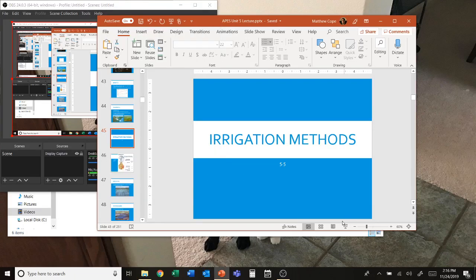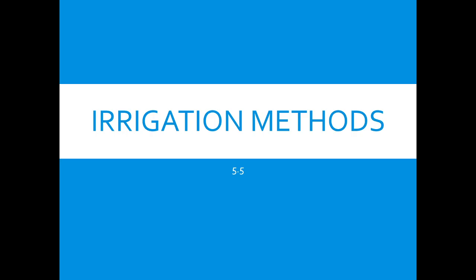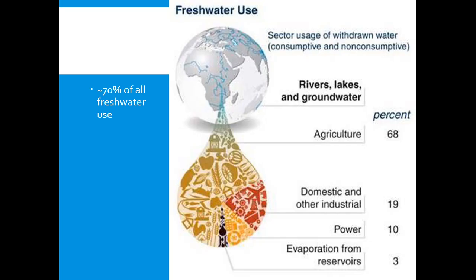All right, welcome to the fifth video for the Unit 5 notes. This video is all about irrigation methods. So we'll talk about the different methods, some of their benefits, and some of their drawbacks.